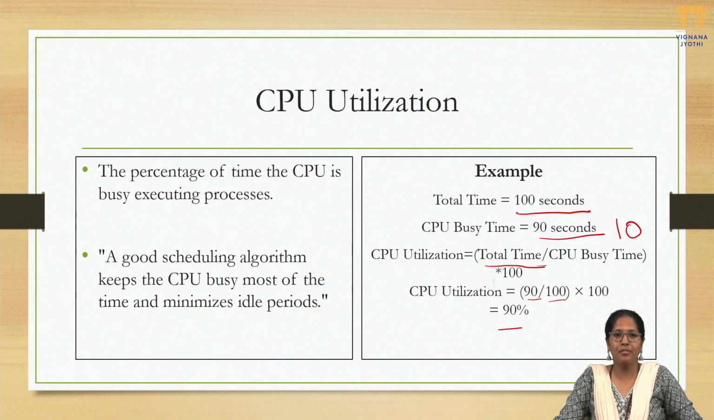Therefore, the objective of every CPU scheduling algorithm is to maximize the CPU utilization, keeping the processor busy as much as possible while minimizing the idle time.